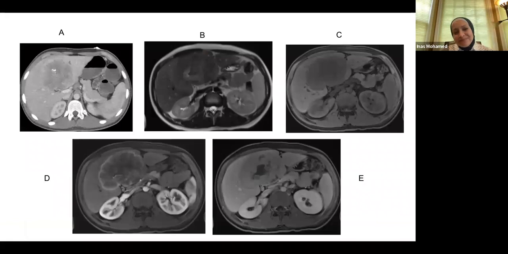First of all, look at this. This is not the light bulb, right? Yes, it is in the differential of the central scar, but this is not a light bulb. That's not your peripheral discontinuous enhancement, right?